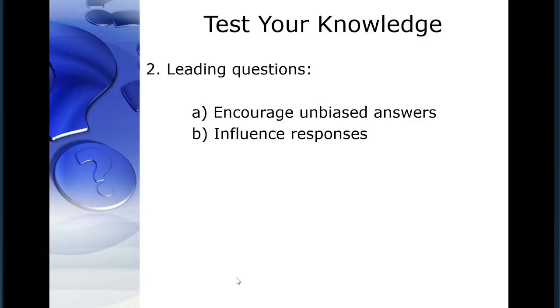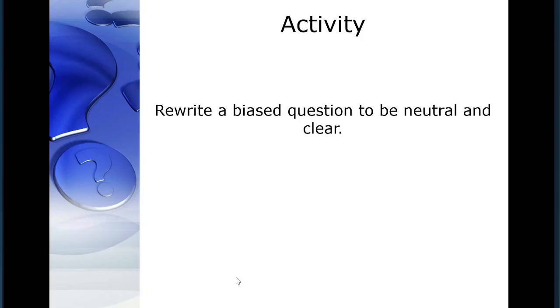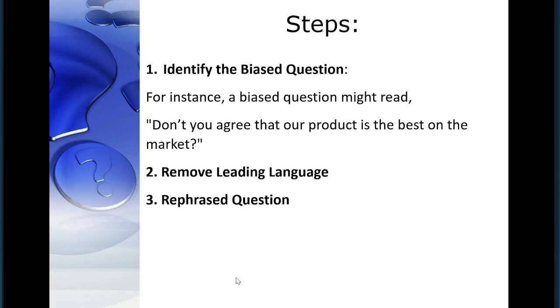Now, you can explore an activity to understand this further. You can rewrite a biased question to be neutral and clear. But how to do this? You can identify the biased question. For instance, a biased question might read, don't you agree that our product is the best in the market? As you can see on the screen.